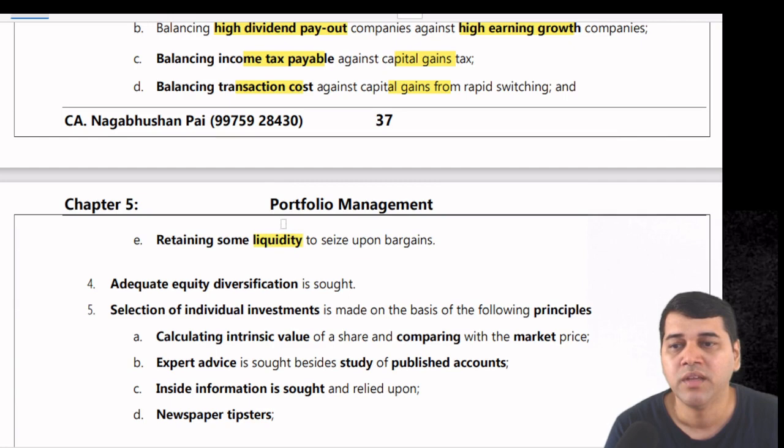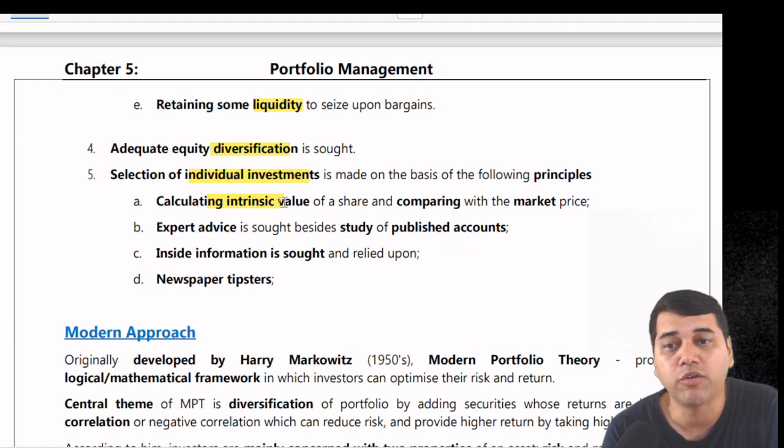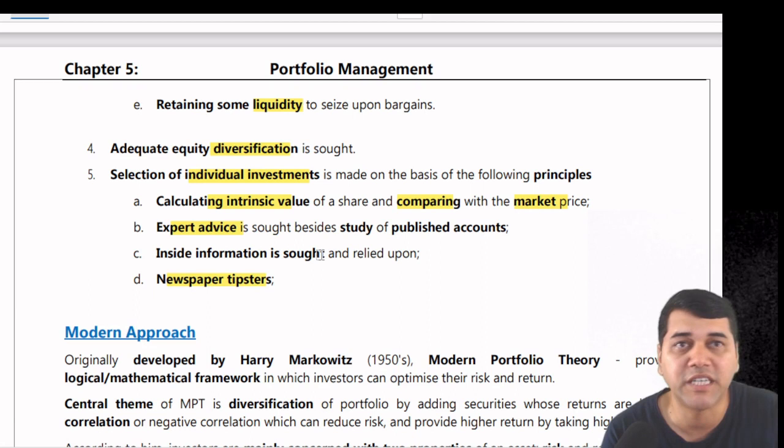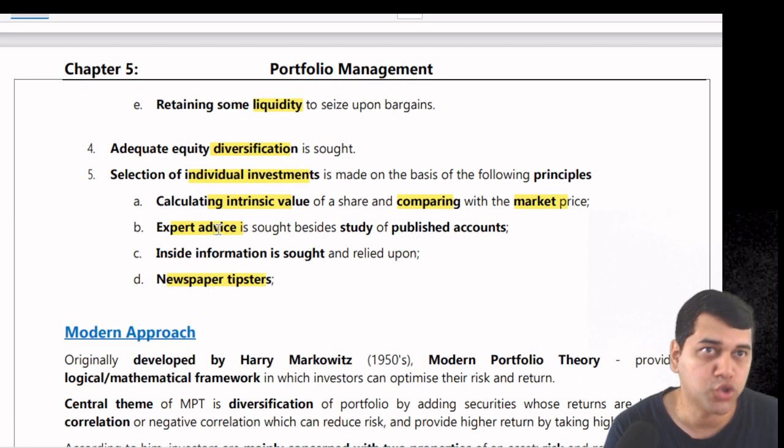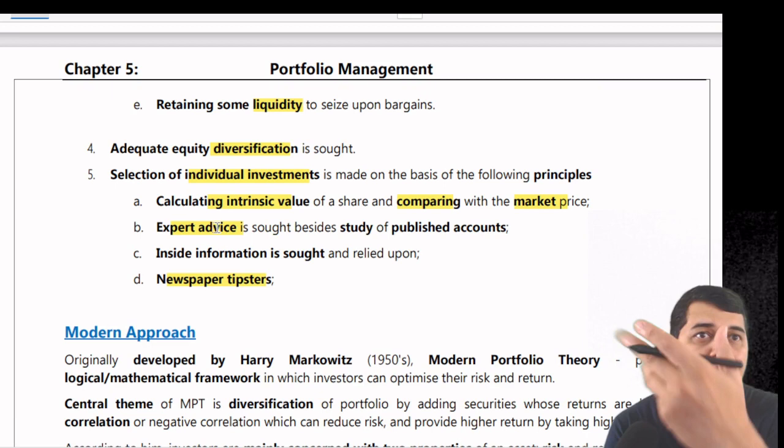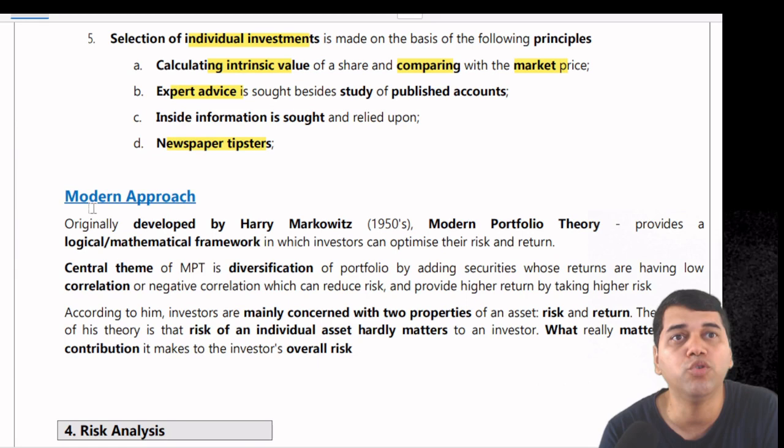Adequate equity diversification was sought, and selection of individual investments was done by calculating the intrinsic value, comparing it with the market price, and asking expert advisors, newspapers, tipsters. So these were all the traditional approaches, which you are not supposed to follow anymore. Why? If you had not learned this chapter, you would definitely have gone with the traditional approach. Since you are going to learn this chapter, you have to learn how to do modern-day analysis of the portfolio.